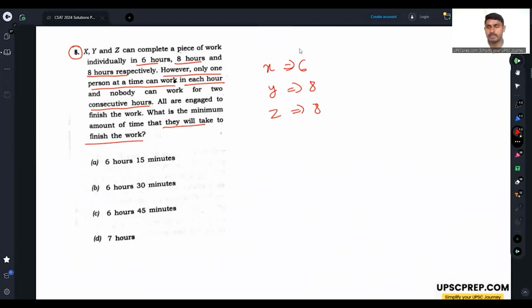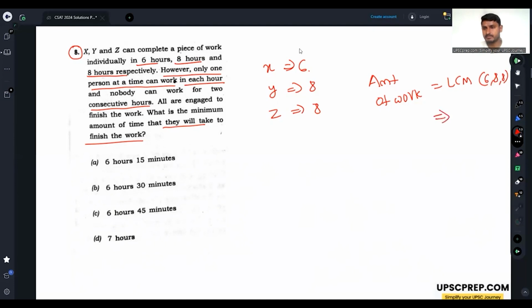See now, what we will do, we will use the LCM method to solve this question. So what do you have to do here? We have to find out again the amount of work. Okay, how much will the amount of work be? That will be the LCM of, right, the number of hours that everybody has taken, right? 6, 8 and 8. So what will the LCM of 6, 8 and 8 basically be?